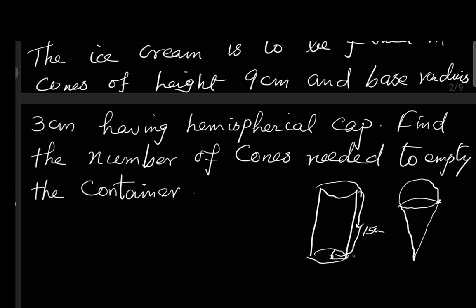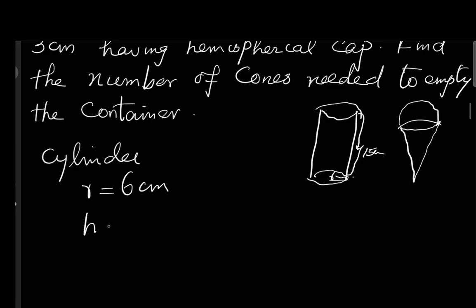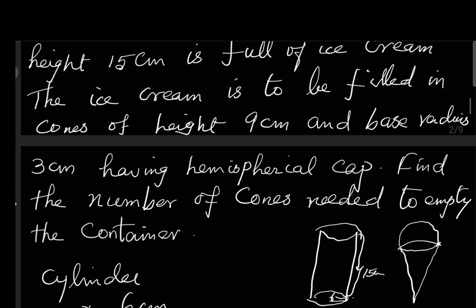Radius is 6 cm. First you keep this cylinder. Cylinder radius is 6 cm, height is 15 cm, so it is full of ice cream. From this container we make cone ice creams. The cone ice cream has a cone-shaped base surmounted by a hemisphere. So one ice cream means we include the cone and the hemisphere, that is the volume of the cone and the volume of the hemisphere. So this makes one ice cream.